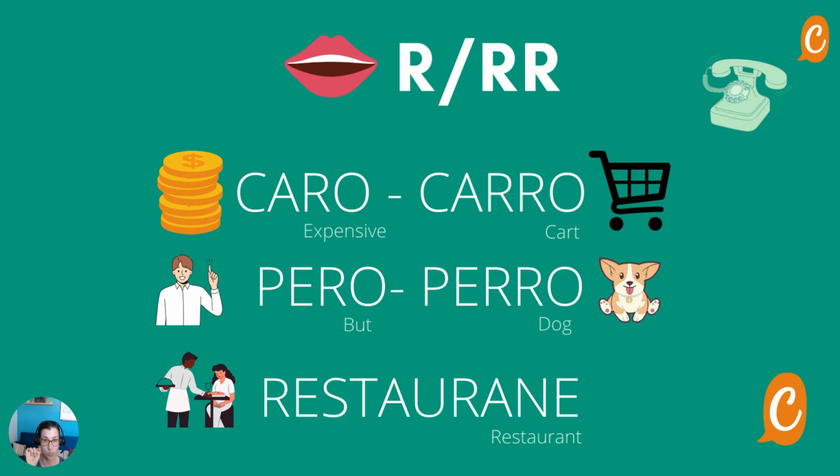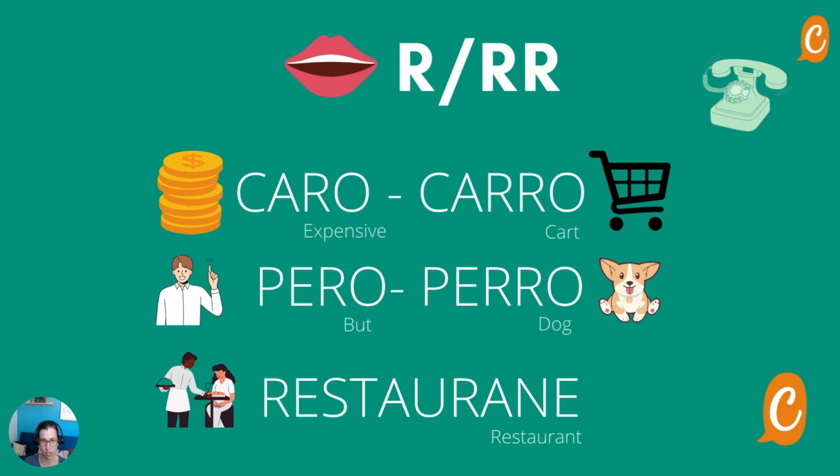Remember, in Spanish, letter R is just behind your teeth. If you want further explanations, let me know in the comments and I'll do a short video about how to pronounce letter R. But some examples here. We have caro and carro. Can you hear the difference? Caro, expensive. Carro, the shopping cart here in Spain.